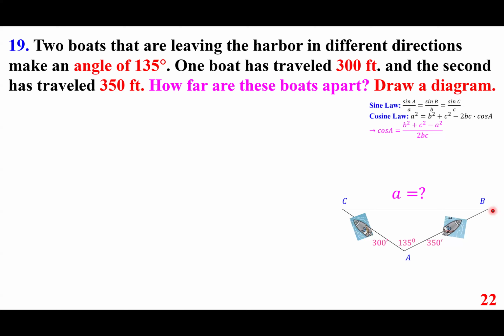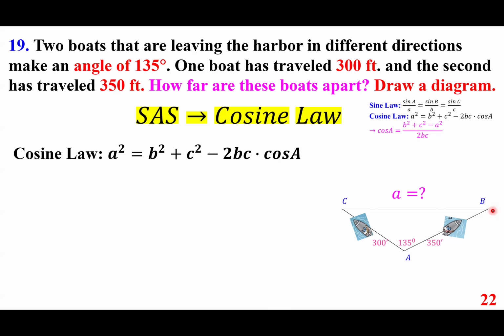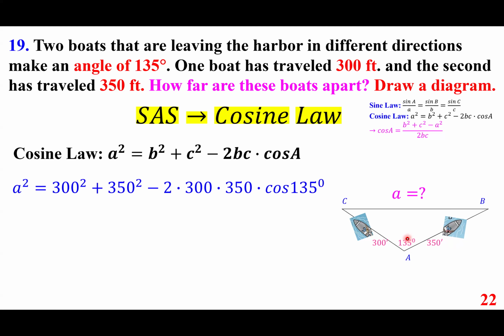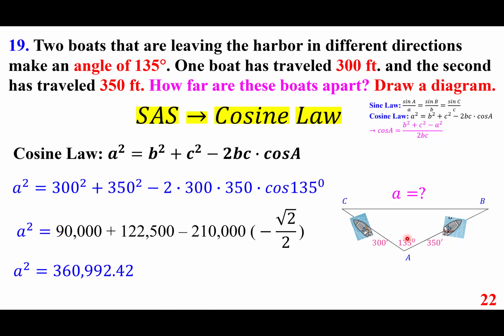And now you can use the cosine law. A squared is b squared plus c squared minus 2bc cosine. So when do you use the cosine law? When you have two sides and the included angle, the angle in between. So a squared is 300 squared plus 350 squared minus 2 times the product of the two times cosine of 135. You put it into a calculator, gives you a squared, take a root, and gives you 600.83, about 601 feet, roughly.